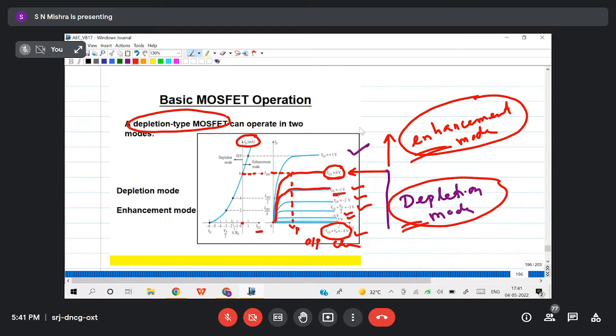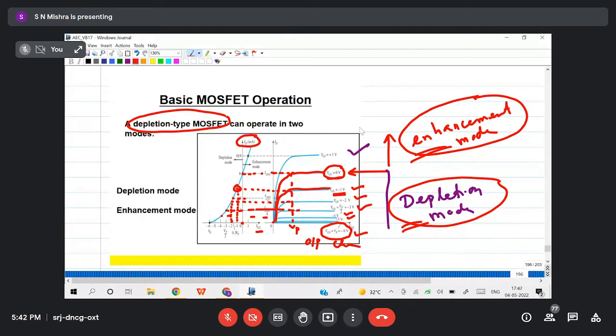Now for VGS minus 1, again I'll extend this one, and this is my minus 1 line. So this is your minus 1 current. For VGS minus 1, I'm getting that much of current, maybe 5 or 5.5 milliampere. Similarly, for minus 2, this is my minus 2 line. Here I am getting current less than 4 milliampere. Similarly, for -3, this is -3, then this is -2.